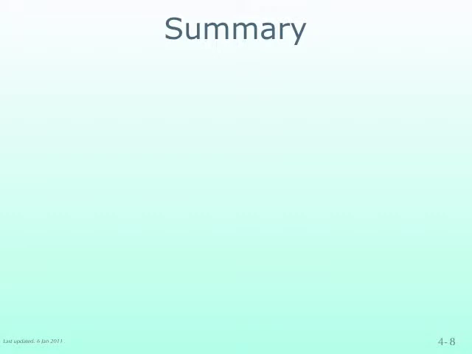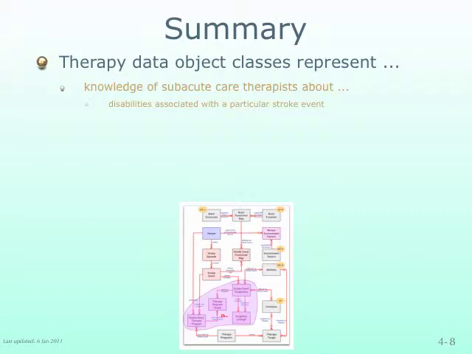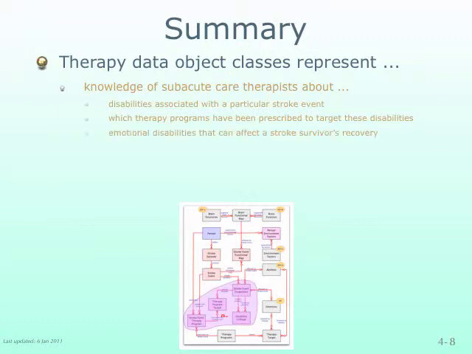To summarise this section on the stroke therapy data object classes, we have seen how these data object classes represent the knowledge of subacute care clinicians and therapists about the physical, mental, cognitive, communication, and emotional disabilities associated with each ischemia or hemorrhage; which therapy programs have been prescribed to target specific disabilities; and any emotional disabilities that might adversely affect the capacity of stroke survivors to rebuild their post-stroke lives.